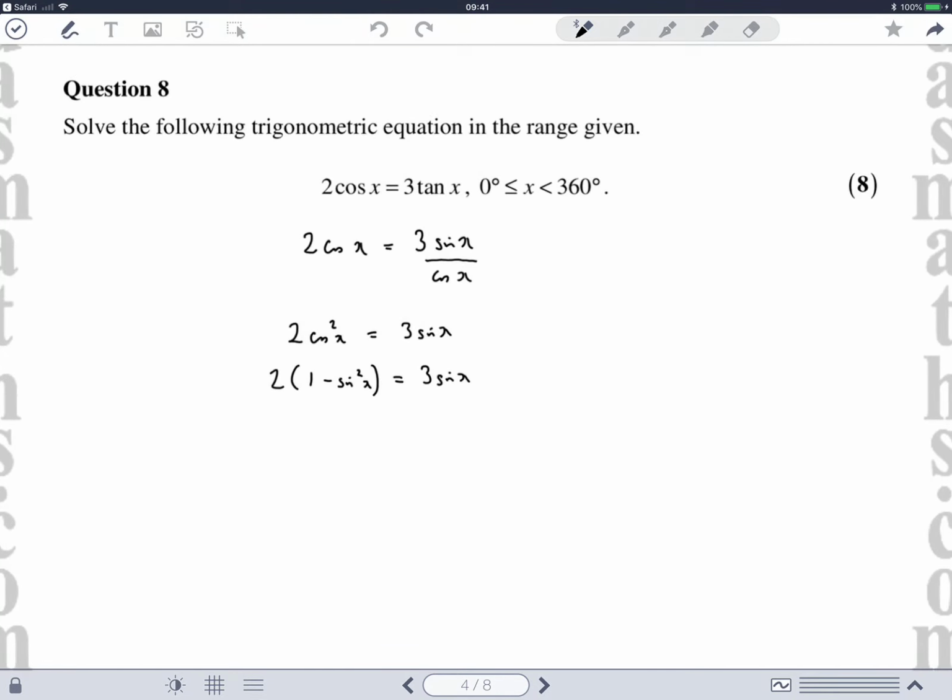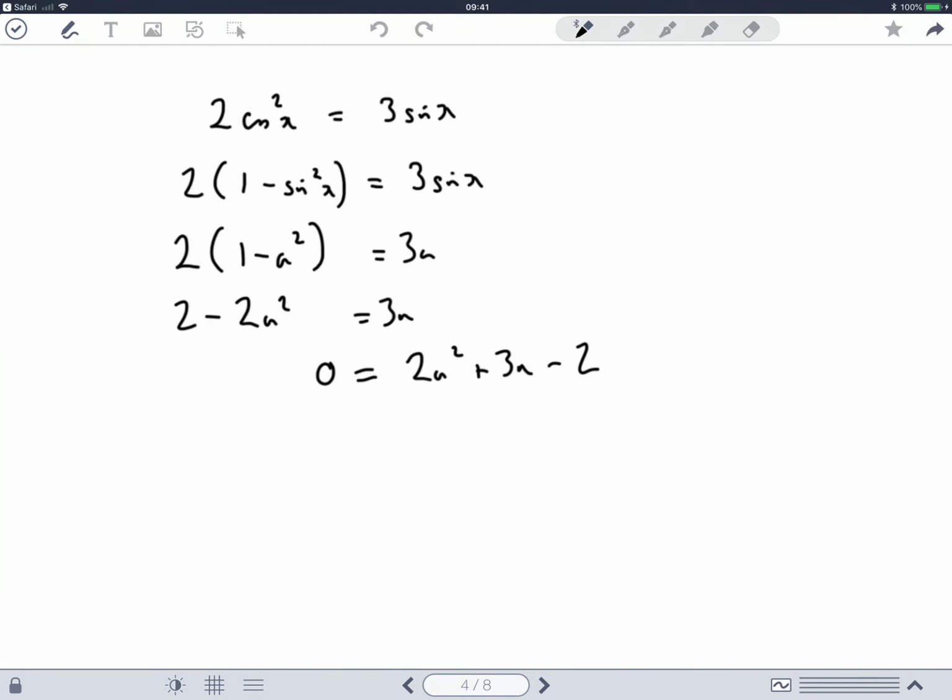Now, I'm incredibly lazy, and I'm going to see that sine of x is going to appear quite a lot, so whenever I see sine of x, I'm going to write a. So this becomes 2 lots of 1 minus a squared equals 3a. If I expand this, then I'll get 2 minus 2a squared equals 3a. And if I take terms over to the right-hand side, I'll get 2a squared plus 3a minus 2 equals 0.